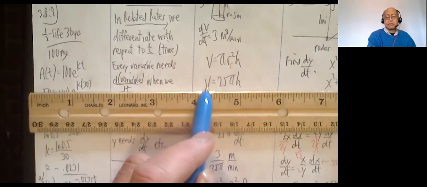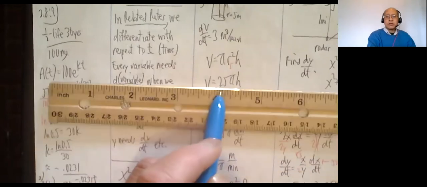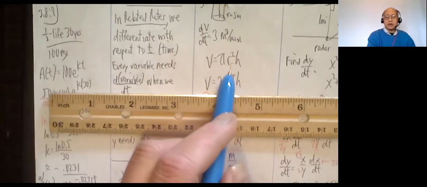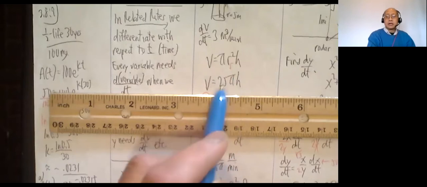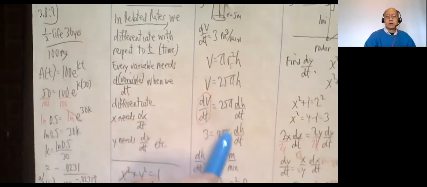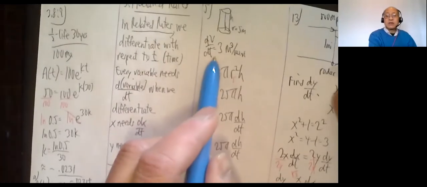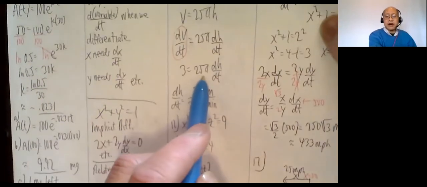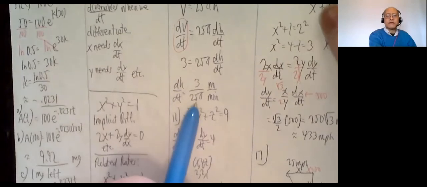So what's the derivative of V? 1 dV dt. What's the derivative of 25 pi h? 25 pi. It's like asking what's the derivative of 9h? It's 9, right? 25 pi h, 25 pi times dh dt. Okay, what is dV dt? dV dt was given to be 3. So I plug in 3 over here. Divide both sides by 25 pi. And I have it. So dH dt is 3 over 25 pi.